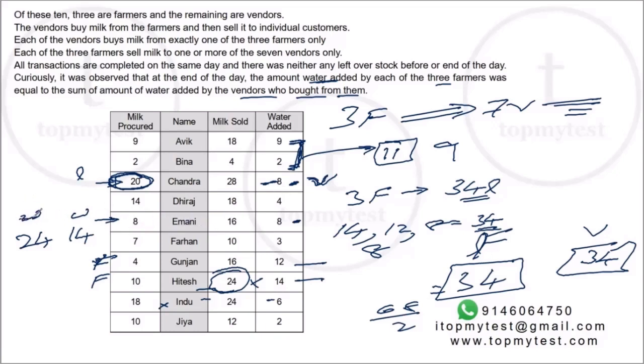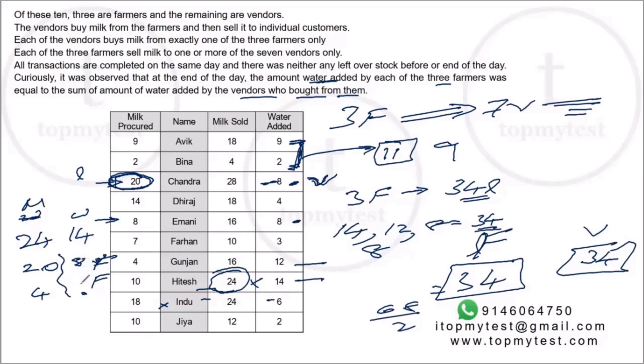Right. This is milk. 14 is water. Now, Chandra will get 20 out of it. Right. And he adds only 8 liters of water. So there has to be someone else who Chandra will sell, who Hitesh will sell this remaining 4. Right. Some milk, some water will also be sold to that person. Right. Okay.